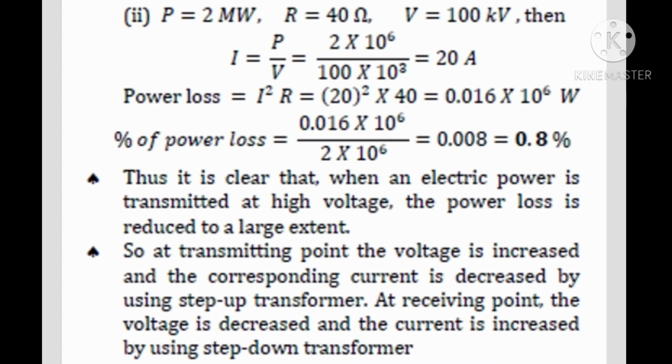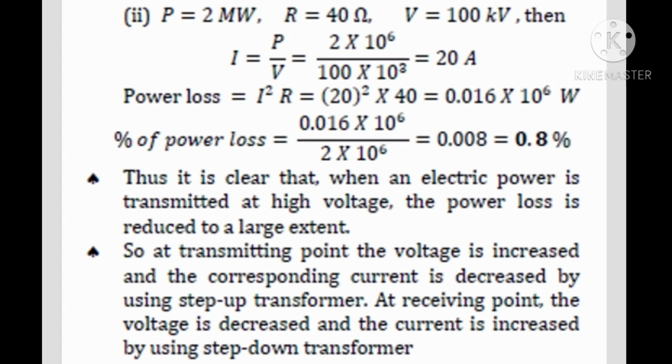Second illustration, P is equal to 2 megawatt, R is equal to 40 ohm and V is equal to 100 kilovolt. And then what will be the current, power loss and percentage of power loss? First, let us calculate current. Current I is equal to P by V, which is equal to 2 into 10 power 6 divided by 100 into 10 cube, which is equal to 20 ampere.